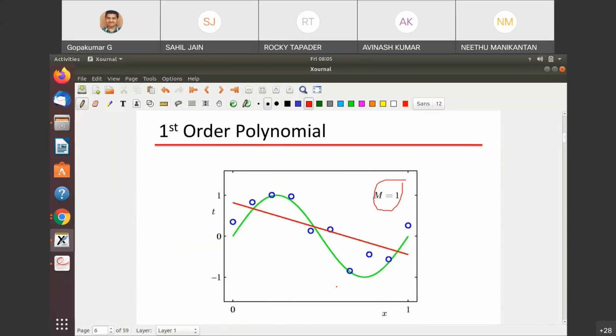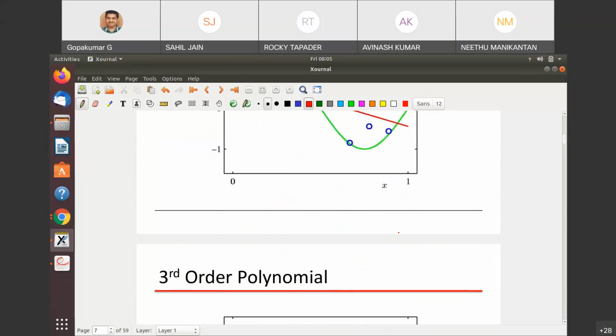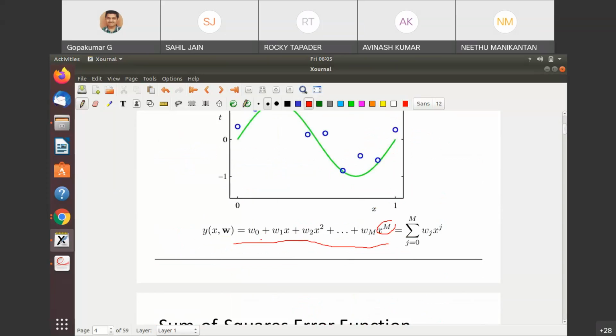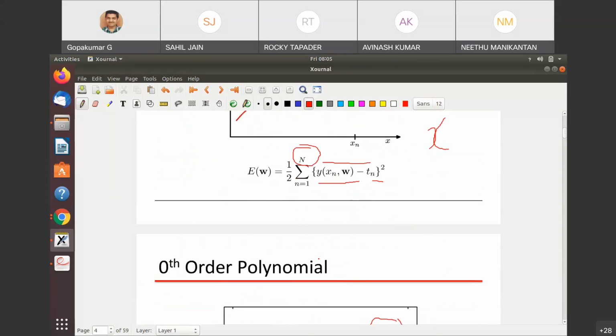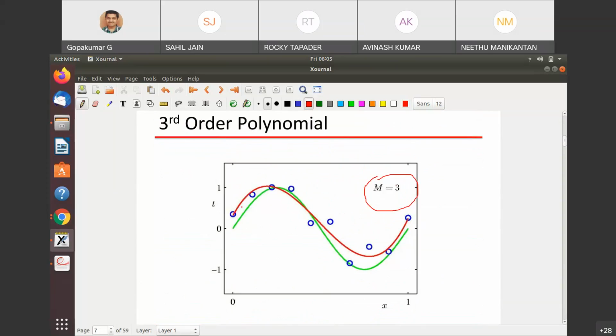We can try m is equal to 2, m is equal to 3, and so on. We have seen m is equal to 3 is very close to the original one. So m is equal to 3 means we have this particular equation, where we have w0, then x, x square and x raised to 3. Up to that point we will have that particular function. That is the m is equal to 3 case, where the red one is the curve that we predicted. It is very close.